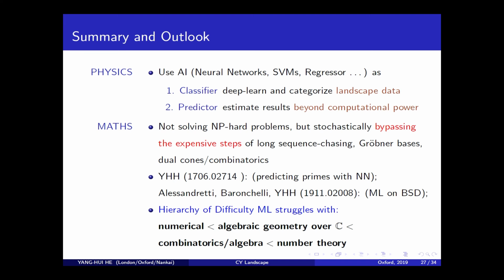So let me just summarize here. This is a very exciting era, I think, for both physics and mathematics, where you can use this new technology. For physics, you can use this as classifiers and predictors in the landscape of string compactifications, to say the very least. But in mathematics, this is also very interesting. This is trying to address Gukov's question. We're not solving NP-hard problems. We're just stochastically bypassing the expensive steps of things like sequence chasing. At least we're not getting 100%.